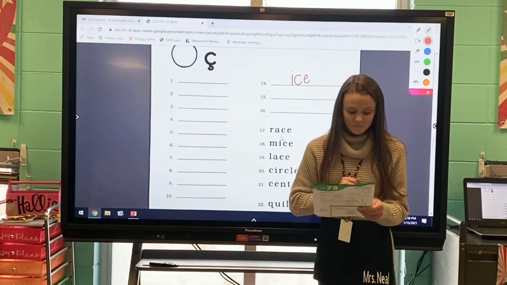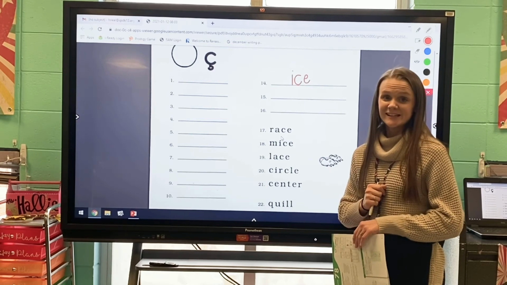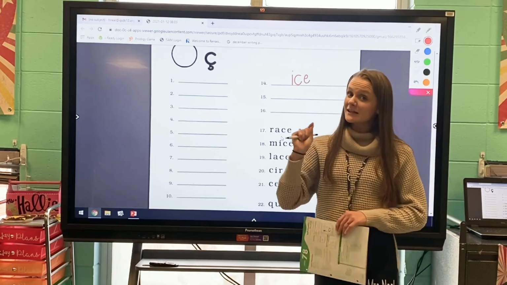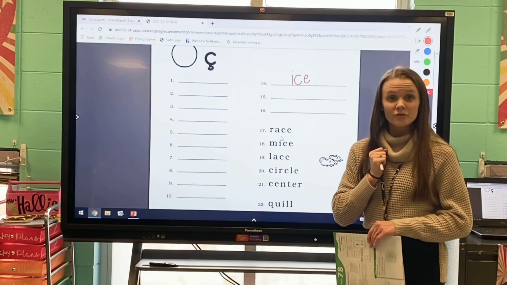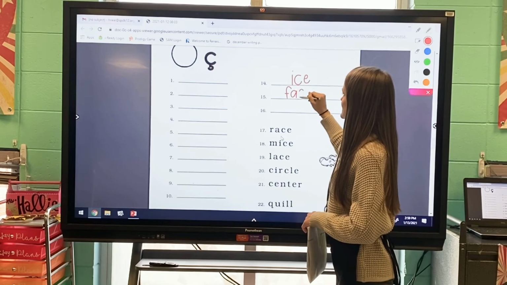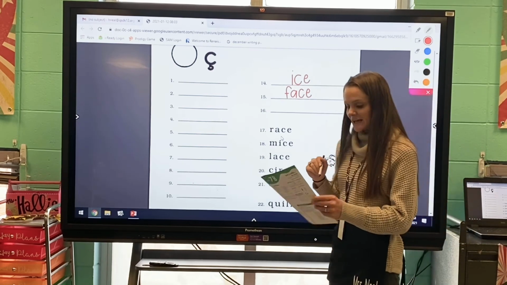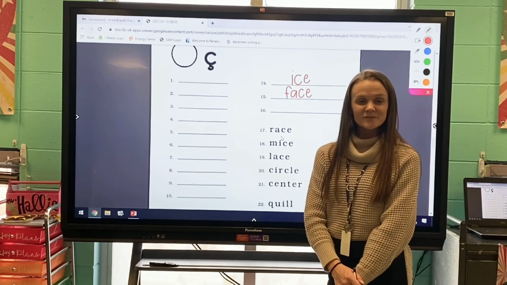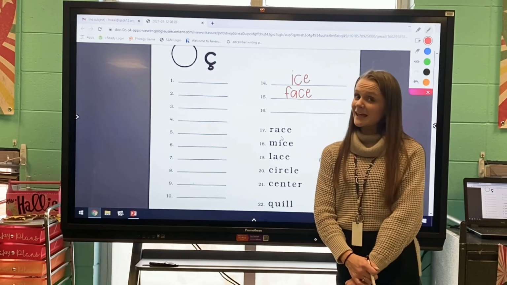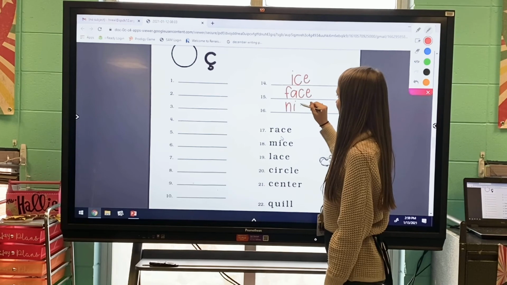Let's try number 15. We're going to spell the word face. Face. Again, I hear a long vowel sound, so I know I'm going to need that sneaky E on the end. So let's start by writing the F sound. A, sneaky E. Excellent. For number 16, we're going to spell the word nice. Nice. Again, we have a long vowel, so we know we're going to need a sneaky E. Let's write nice together.